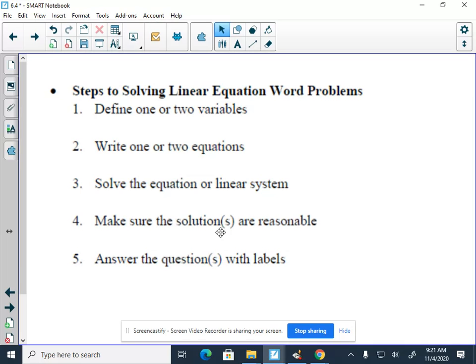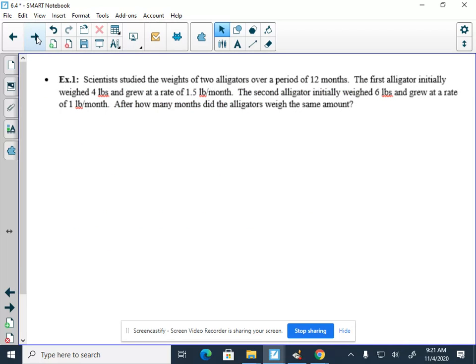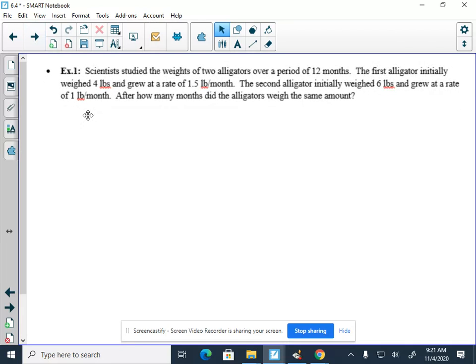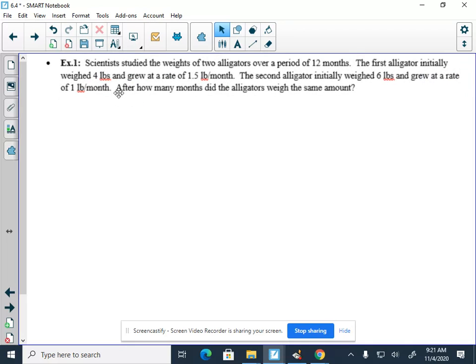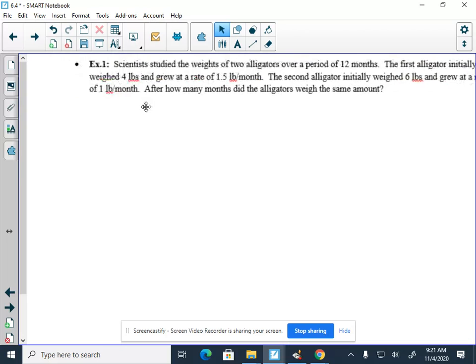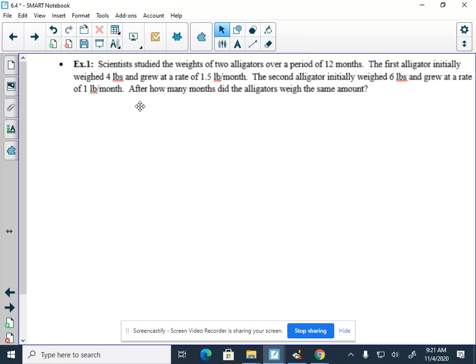Okay, so we're going to just jump right into number one. Scientists studied the weight of two alligators over a period of 12 months. The first alligator initially weighed 4 pounds and grew at a rate of 1.5 pounds per month. The second alligator weighed 6 pounds and grew at a rate of 1 pound per month. How many months did the alligators weigh the same? So we're going to say this. The variable we're looking for, after how many months did they weigh the same?